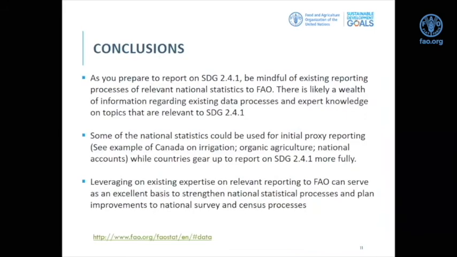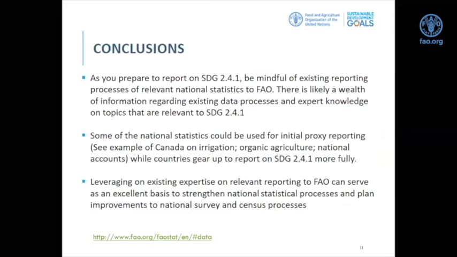So concluding, when we dispatch the 2-4-1 questionnaires and you need to respond on the 11 sub-indicators, please remember the relevant national statistics already reported to FAO, because you will probably find much information on topics that are already relevant to the SDG 2-4-1.